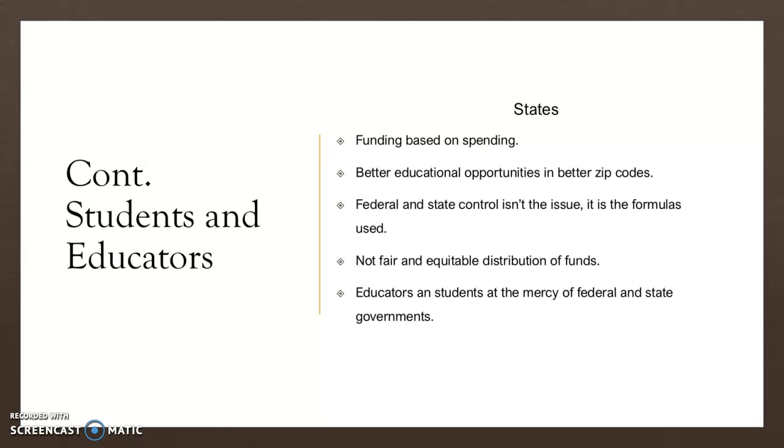States disperse funding based on spending. Higher income states spend roughly 3 times what low income states spend, and are therefore provided more funding for education. This translates to better education opportunities for those in better zip codes, while those who hail from less affluent areas have limited or less than desirable academic environments, outcomes, and opportunities. The outlying issue is not the control our governing bodies have over the funding, but the formulas they use and the way in which they disperse funds.